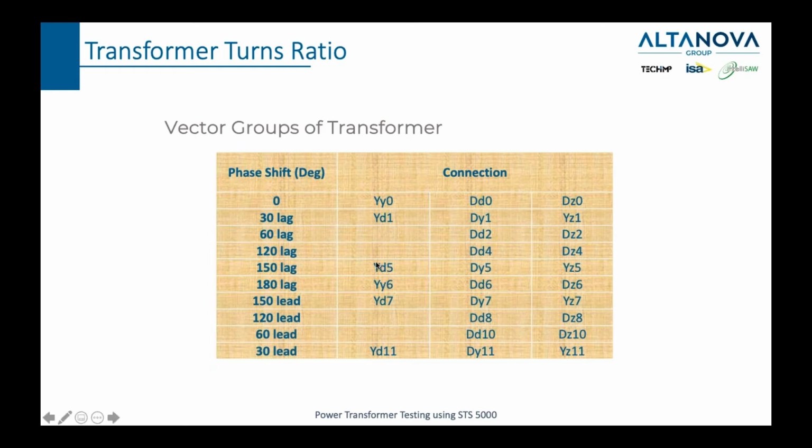So YD, as we said, would mean star delta, and this number is multiplied by 30 degrees to understand what is the phase shift between the primary and the secondary voltage. Here we have DDs, so delta delta, delta Y, and so on. And DZ, Z is for zigzag. So these are possible vector groups which we can test.